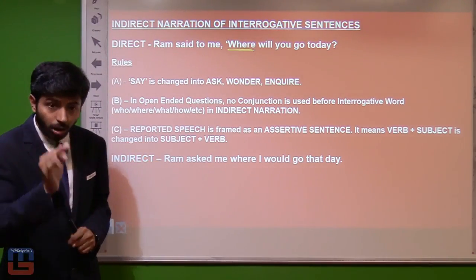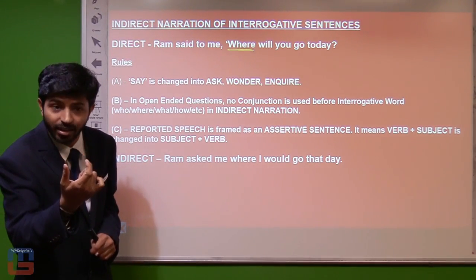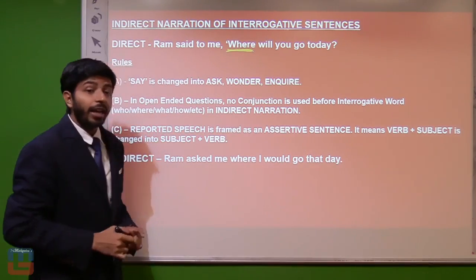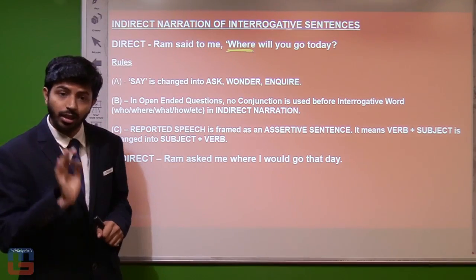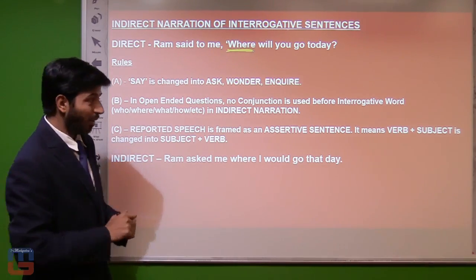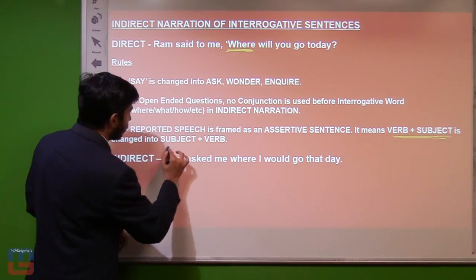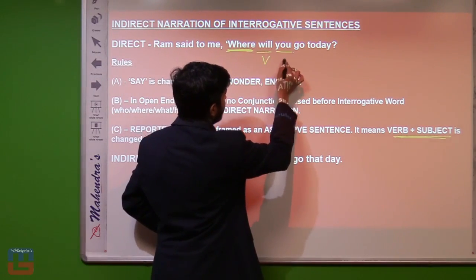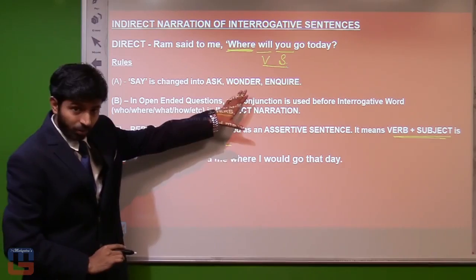The third point: reported speech is framed as an assertive sentence. It means that the sentence is given in interrogative form, but in indirect narration it is necessary that we frame the sentence in assertive form, not in interrogative form. It means verb plus subject is changed into subject plus verb. This is the verb, this is the subject, verb plus subject, which is given here in the direct speech.